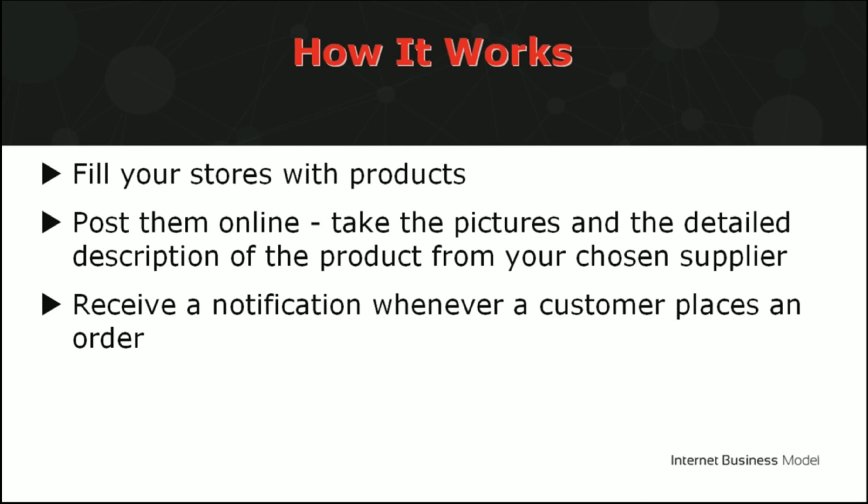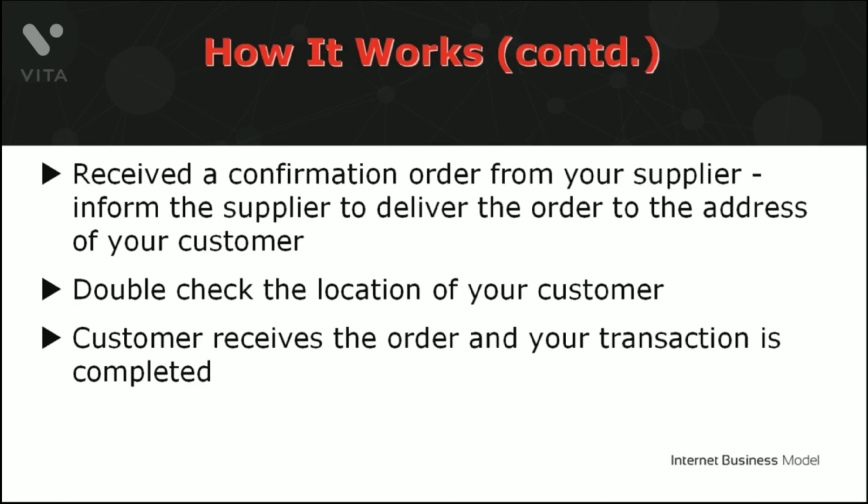Next, a customer or two will be interested in what you're offering. Then they'll place an order and pay for it. You'll receive a notification whenever a customer places an order. When that happens, contact the supplier who stocks this product. Place the same order as your customer with your supplier. Once you've received an order confirmation from your supplier, you need to inform the supplier to deliver the order to the address of your customer. Double-check the location of your customer's address. Then the customer receives the order and your transaction is completed.